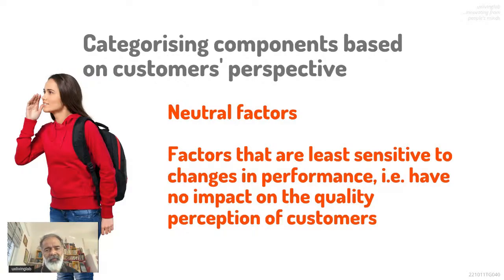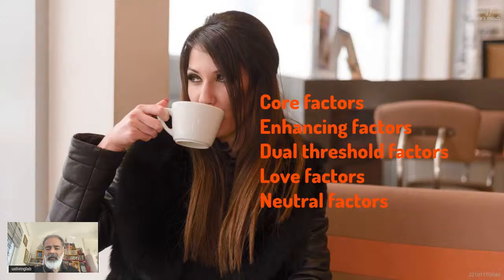I will explain it in more depth so you will get an understanding. I will explain it with different contexts and different examples. It will give you more clarity, and you can visualize and apply it to your product, to see which component of your product gives the neutral factors. Okay, look into the example. A lady is having her coffee. So we are talking about core factors, enhancing factors, dual threshold factors, love factors, and neutral factors of this process. As I said, I am taking a very simple example. A lady is having a coffee.